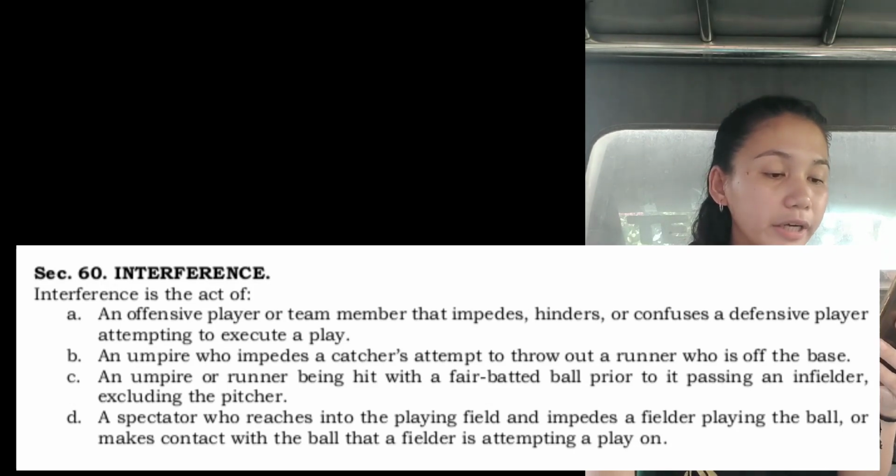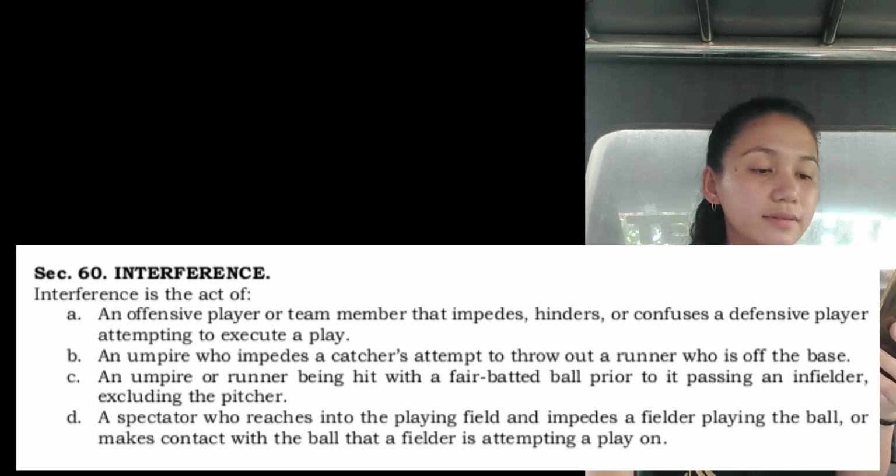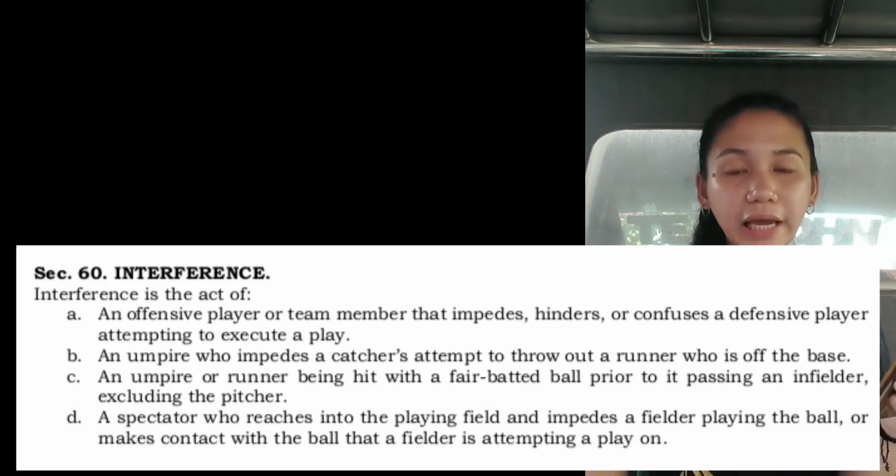B. An umpire who impedes a catcher's attempt to throw out a runner who is off the base. C. An umpire or runner being hit with a fair batted ball prior to passing an infielder, including the pitcher. Lastly, a spectator who reaches into the playing field and impedes the fielder playing the ball or makes contact with the ball that a fielder is attempting a play on.